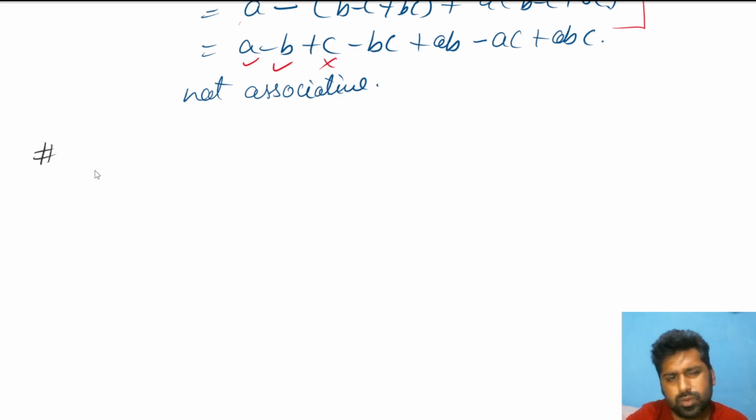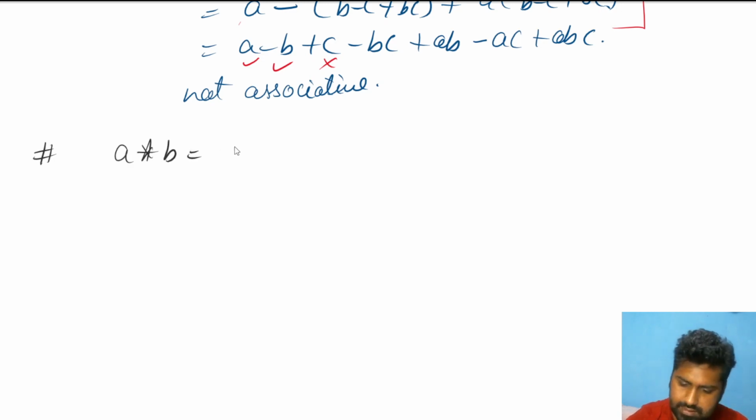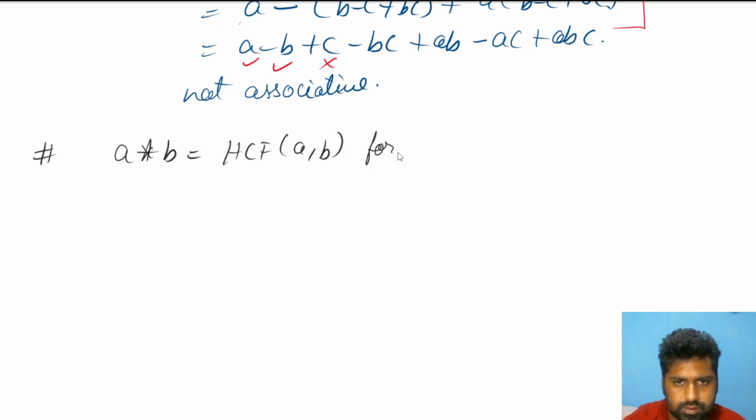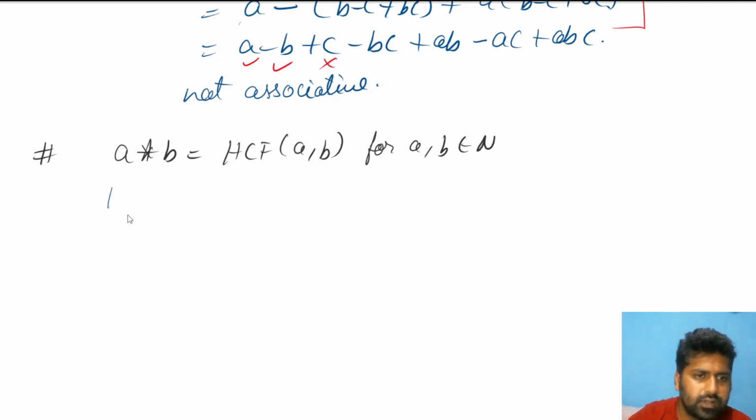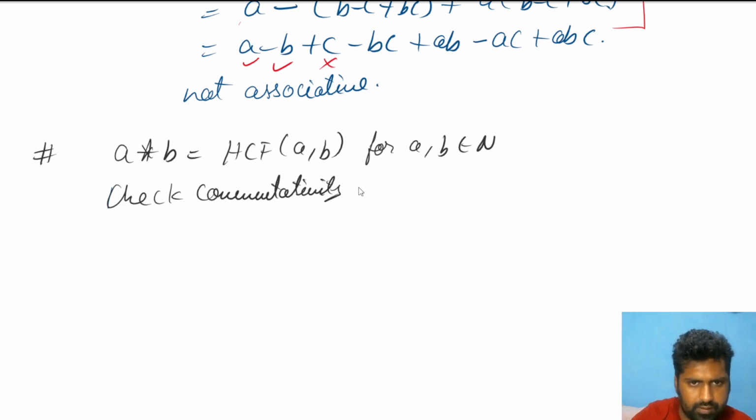Another question, one more on the same thing, associative. This time A star B is HCF of A and B for A, B belonging to natural numbers. So we have to check again commutativity and associativity.